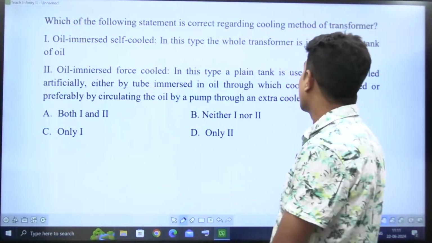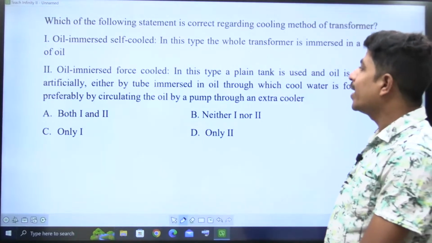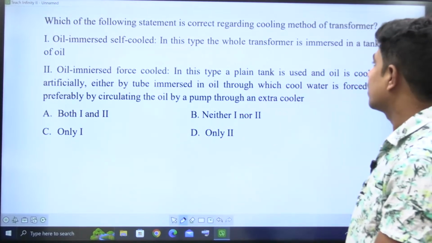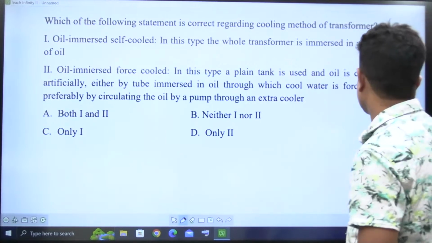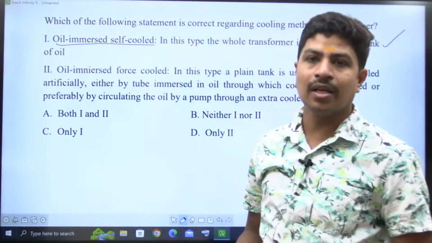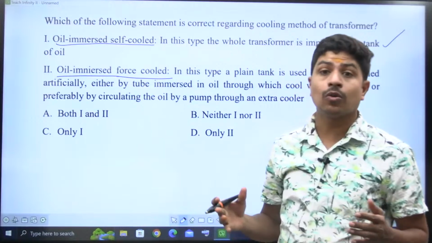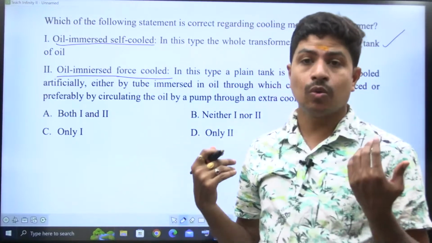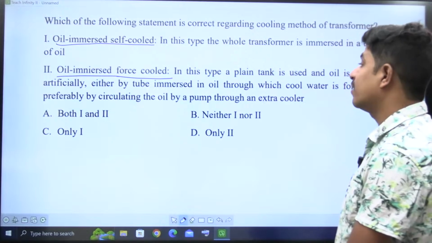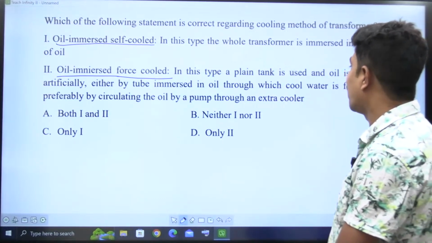Which of the following statements is correct regarding the cooling method of transformer? The first statement is oil immersed self-cooled. In this type the whole transformer is immersed in a tank of oil. Next statement, oil immersed force cooled. Self cooled and force cooled have a difference. In force cooling, something extra is put to cool your transformer forcibly. In this type, a plain tank is used and oil is cooled artificially, either by a tube immersed in the oil through which cool water is forced, or preferably by circulating the oil by a pump through an extra cooler.